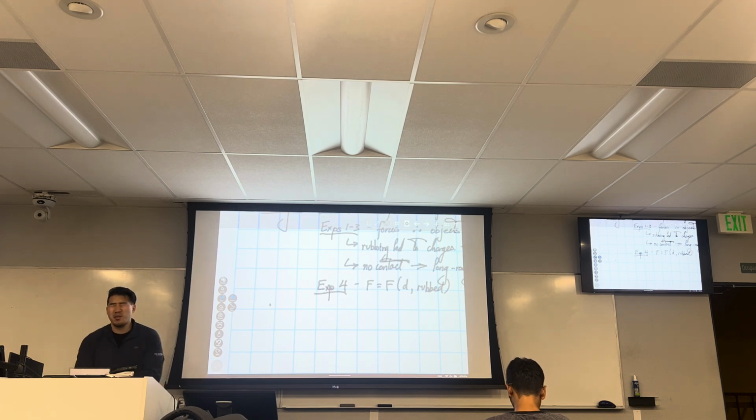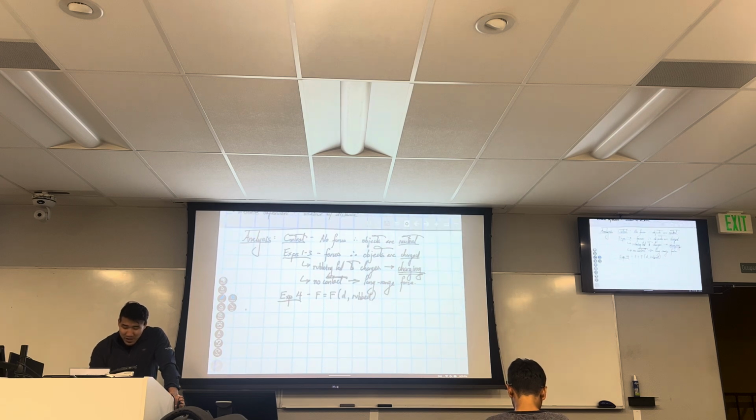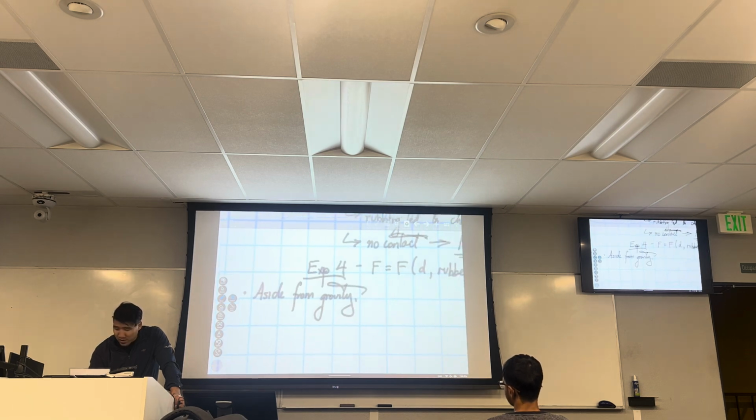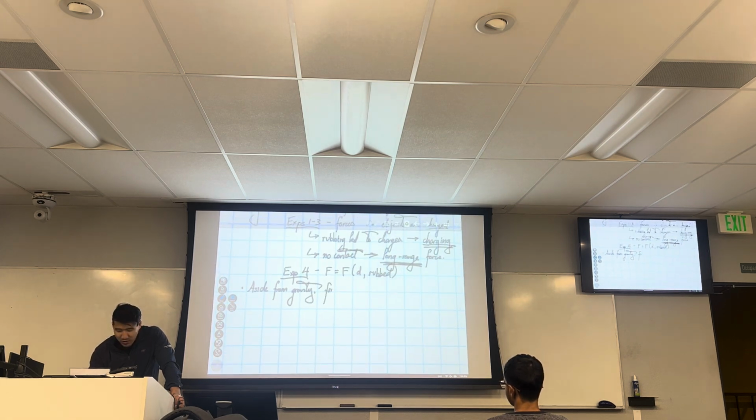Now, if you recall back from Physics 1, we had 2 broad categories of forces: contact versus long range. The interactions that we're seeing here are long range. What is the other long range force that we've encountered thus far? Gravity. Gravity does not require contact. So, aside from gravity, this is the first long range force.